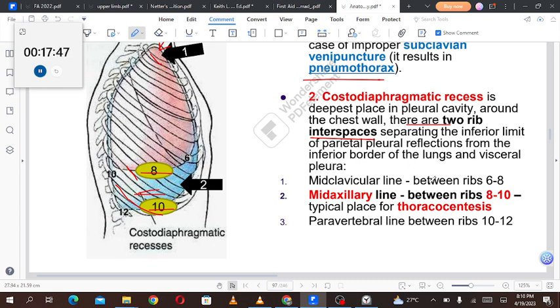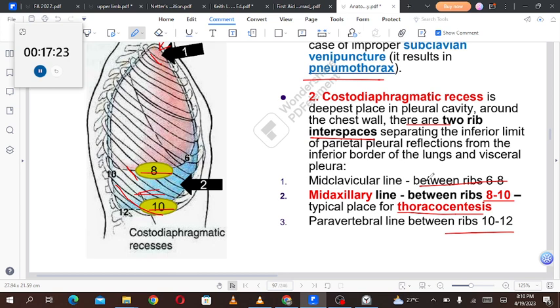At the mid-clavicular line, between the 6th and 8th rib; at the mid-axillary line, between the 8th and 10th rib, typically used for thoracocentesis; and at the paravertebral line, between the 10th and 12th rib. So at the mid-clavicular line the two rib interspaces are between the 6th and 8th rib, in the mid-axillary line it is between the 8th to 10th rib, and in the paravertebral area it is between the 10th to 12th rib.